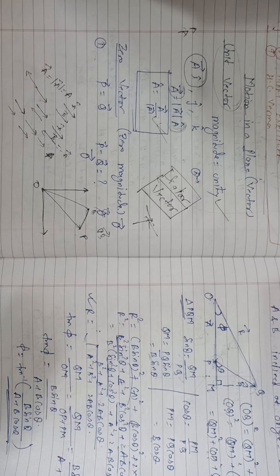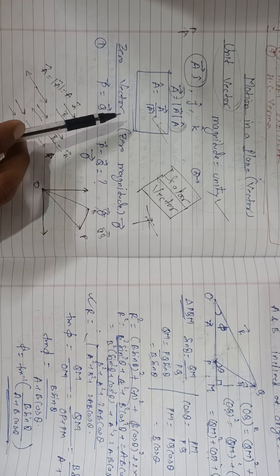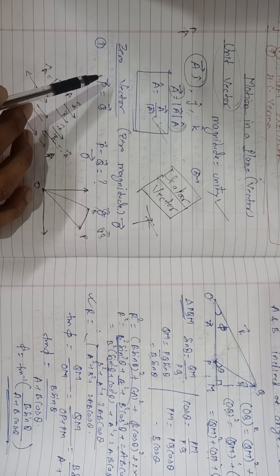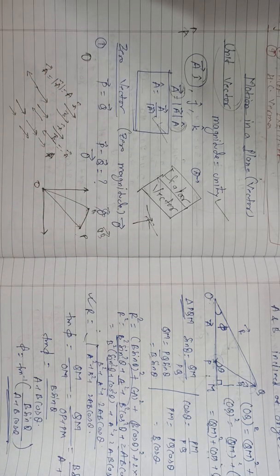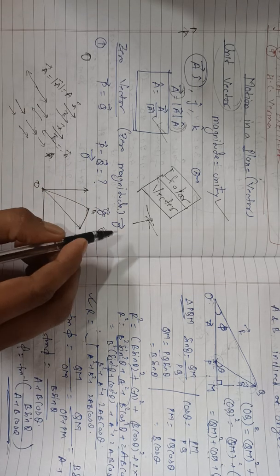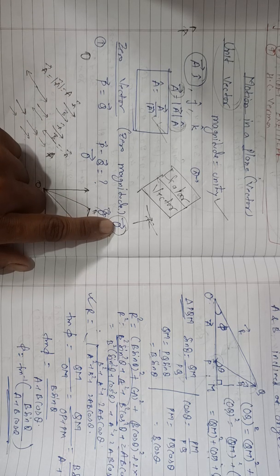After that, we have zero vector. Zero vector is also not done. A zero vector is a vector that has zero magnitude, and an arbitrary direction, which means it can go in any direction. It is represented by this zero vector, like an arrow over the number 0. I repeat myself, a zero vector or null vector is a vector that has zero magnitude and arbitrary direction. It is represented by zero vector.